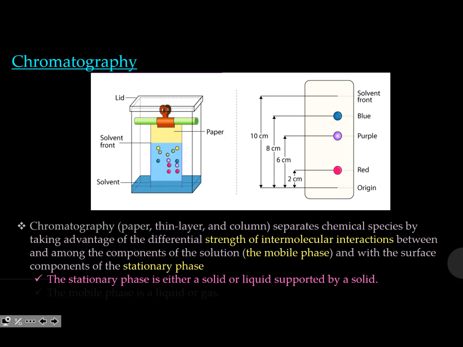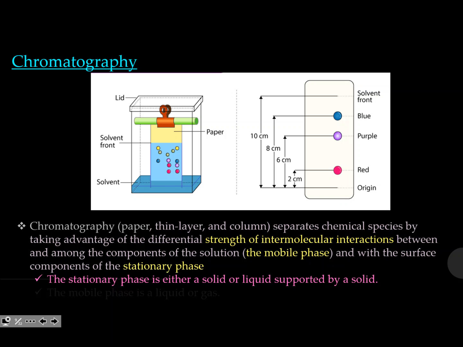All right, so chromatography: there's paper, thin layer, and column chromatography. They separate mixtures by taking advantage of the different strengths of the intermolecular attractions or interactions. For most things, that's going to be intermolecular forces, but in some cases where we're talking about intra forces, we might be looking at that as well.